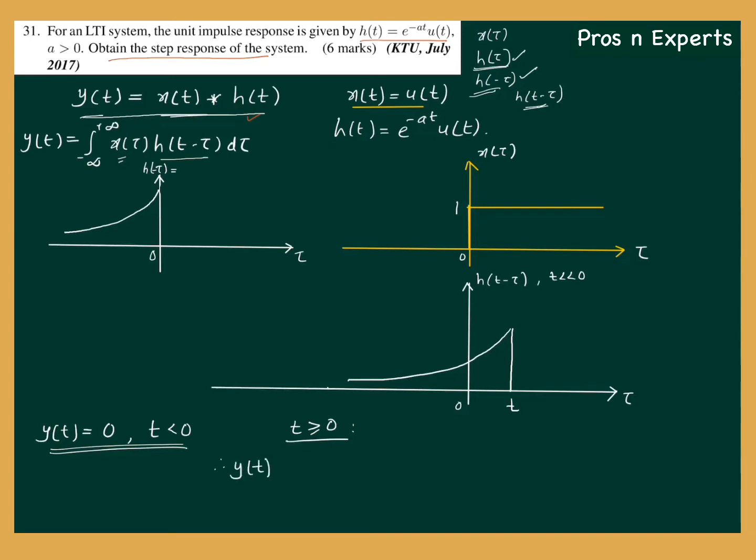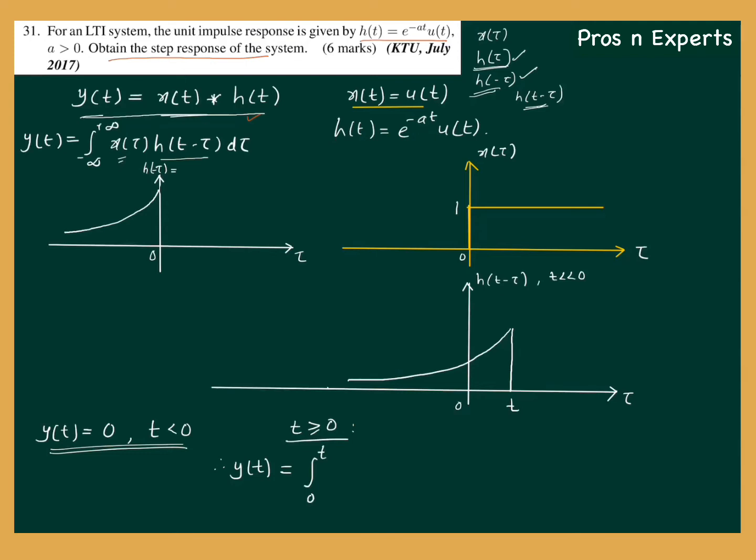Therefore y of t in this interval is equal to the integral, this is the parent equation, from minus infinity to plus infinity. First of all, you have to check whether we need to integrate all the way from minus infinity to plus infinity. The answer is no, because the two signals overlap only between 0 and t. In all the other time intervals the product is going to be 0, so only between 0 and t the two signals coincide. So the limit of the integral is from 0 to t.